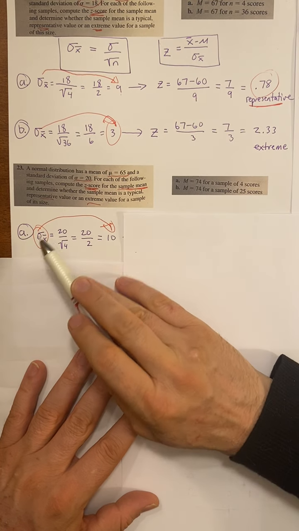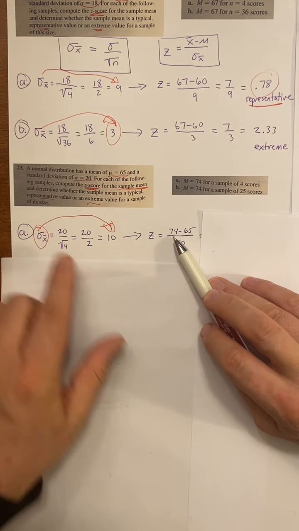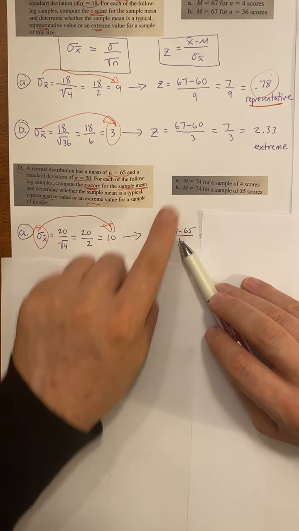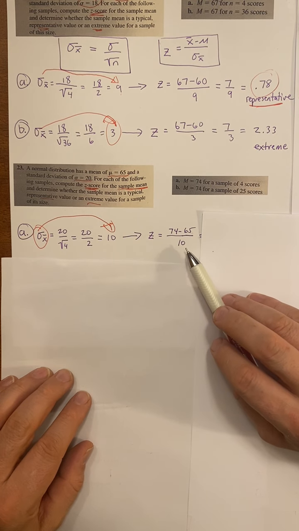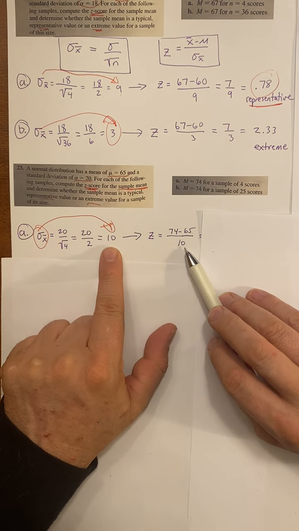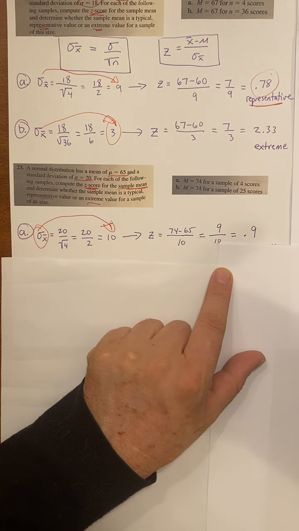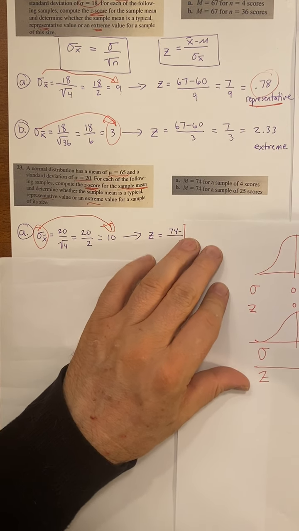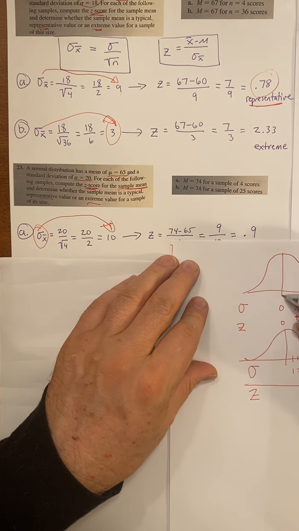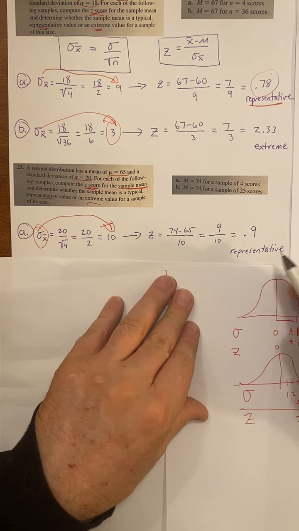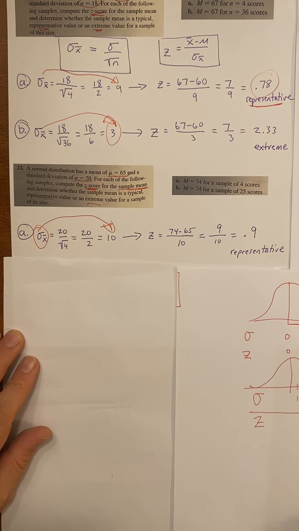That 10 is now your standard error that you're going to use in this z equation. We've got 74, that's our sample mean, minus your population mean of 65, over your standard error of 10. That reduces to 9 over 10, which further reduces to 0.9. Where is that? 0.9 is right here. It's within that one standard deviation unit. So that 0.9 is therefore representative of the group, of the sample.